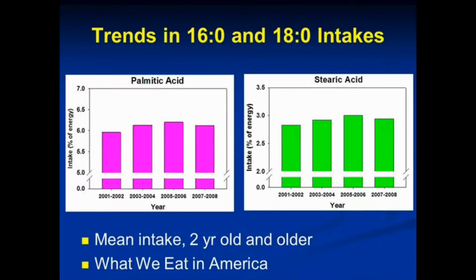So that's one part of the picture. The other bit of information I think is interesting is to look at consumption of palmitic and stearic acids over the last few years. These are data from NHANES, What We Eat in America, from 2001 through 2008. The 2009-10 data aren't yet available. This is mean intake for 2-year-olds and older.